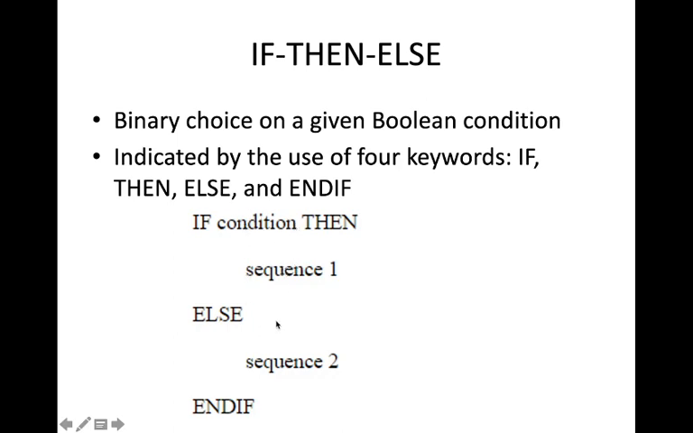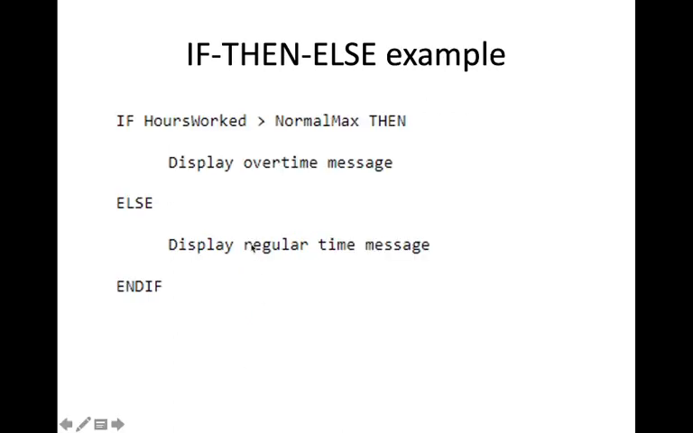If that condition is false, this else part will be executed. Then end if, and after that the next statement will be executed. So this is if-then-else. This is an example: if hours worked is greater than normal maximum, then if this condition is true, this statement will be executed. Otherwise, if this condition is false, this else part will be executed and it will come out of the if statement. So this way you can write in pseudocode.